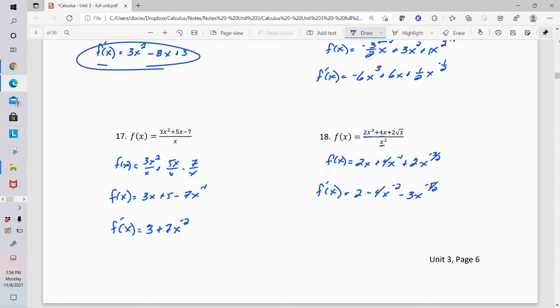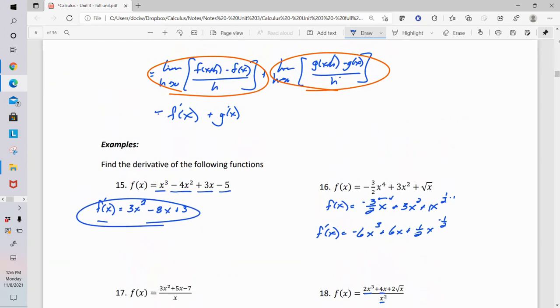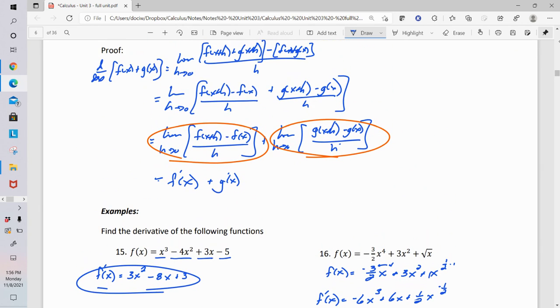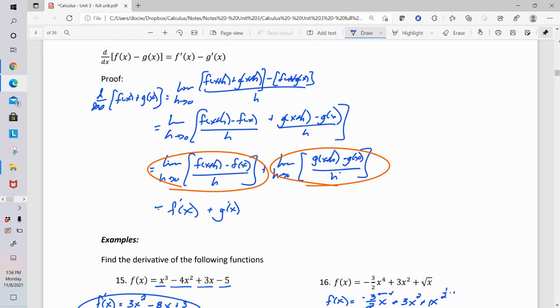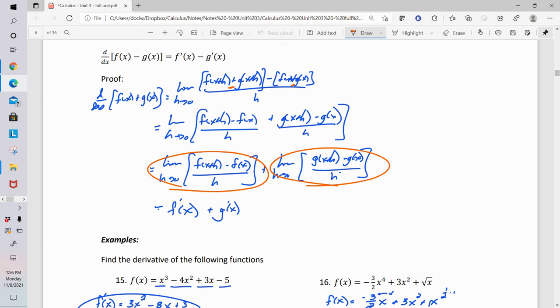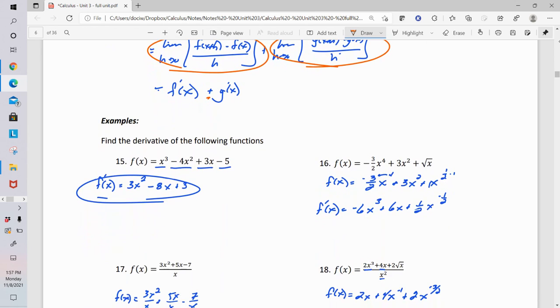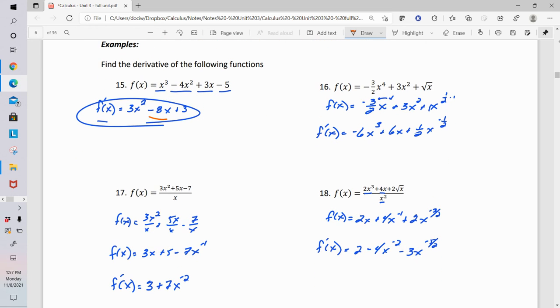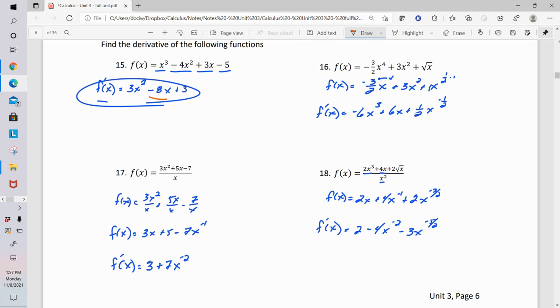I really didn't talk about the difference rule, but it works the same. If instead of adding these functions here, I was subtracting, I would have had a minus in between. And that really did play out in number 15. Notice we're subtracting the 4x squared, so we're subtracting 8x. Okay, so there's the sum and difference rule for differentiation.